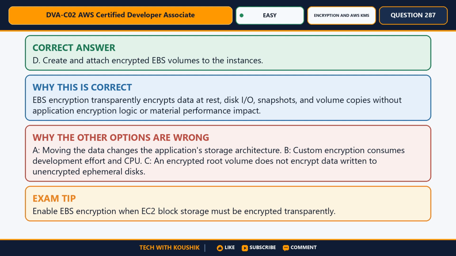A. Moving the data changes the application storage architecture. B. Custom encryption consumes development effort and CPU. C. An encrypted root volume does not encrypt data written to unencrypted ephemeral disks. Exam tip. Enable EBS encryption when EC2 block storage must be encrypted transparently.